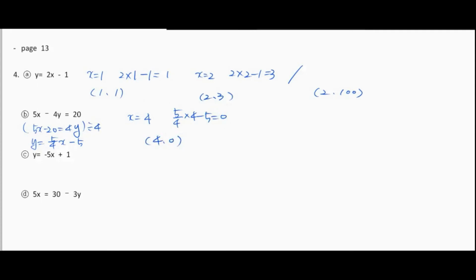I'll find another ordered pair here. So I'll put a multiple of 4, which is 8, x equals 8. Then it will be 10 minus 5, which will be 5. So it will be (8, 5). And let's just find one that doesn't match, and let's write (8, 3) as the answer.